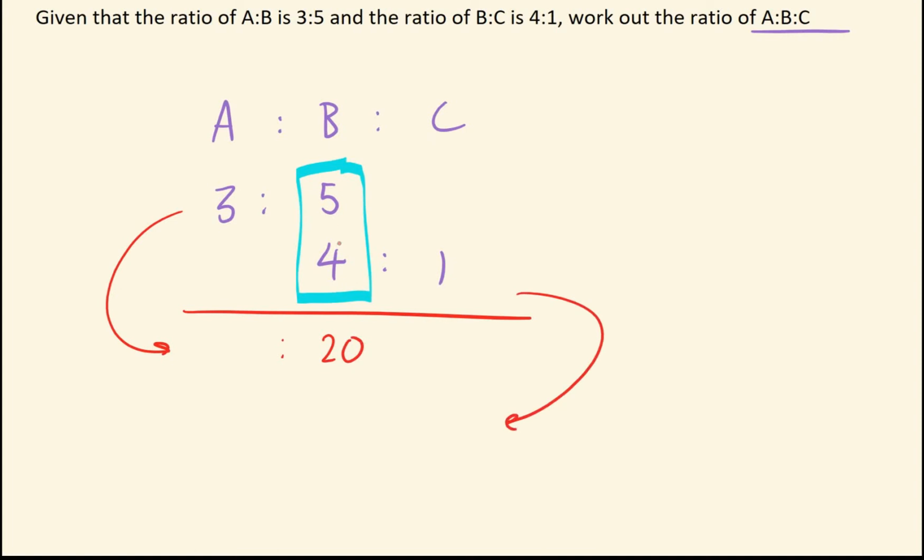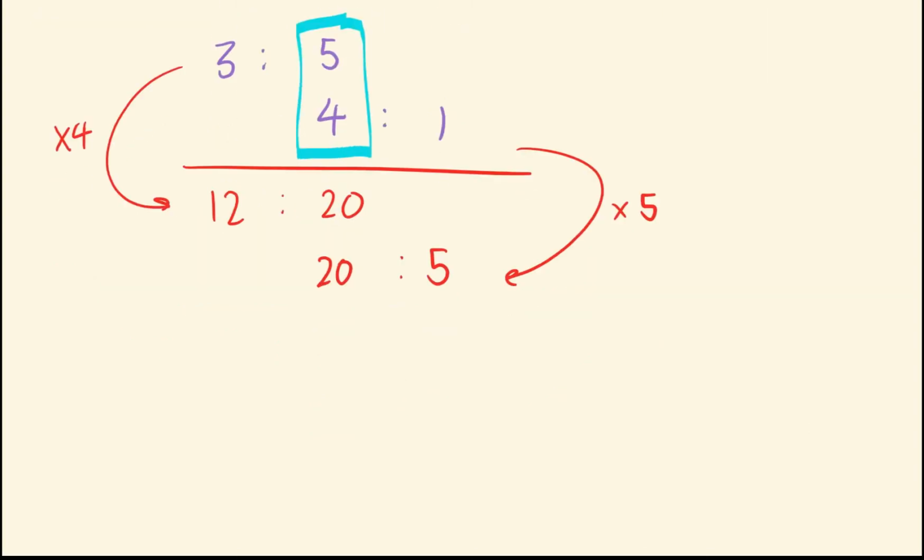To do it for the first one, if I want to go from 5 to 20, I need to times my top ratio by 4. So 3 times 4 is 12 and 5 times 4 is 20. Then do the same thing for the bottom ratio. I want to turn this 4 into 20, so I want to times it by 5. So 4 times 5 gives me 20 and 1 times 5 gives me 5.